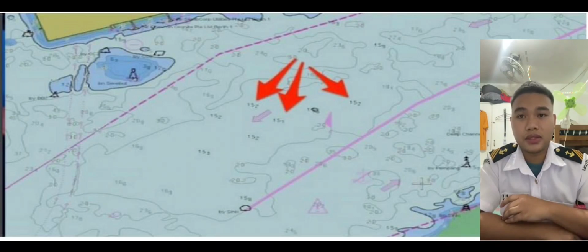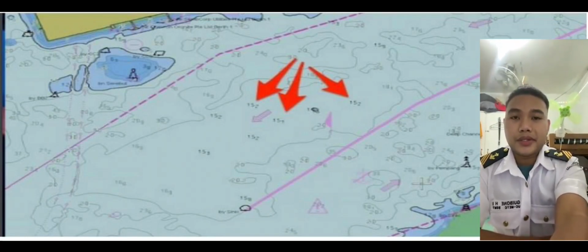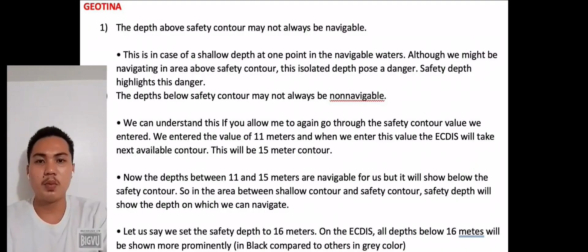But the question is, why do we need safety depth settings when we can navigate in waters above the safety contour? This is because of two straightforward reasons. Number 1. The depth above the safety contour may not always be navigable. This is in case of a shallow depth at one point in the navigable waters. Although we might be navigating in areas above the safety contour, this isolated depth poses a danger. Safety depth highlights this danger.